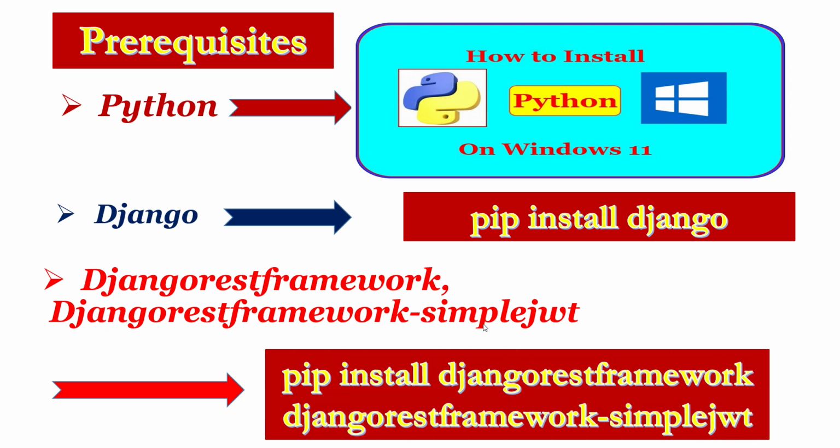And next we need to add this JWT library, which is Django REST Framework Simple JWT. This is the JWT authentication library we need to install. So these are all the prerequisites and libraries we should be ready with to create this application.